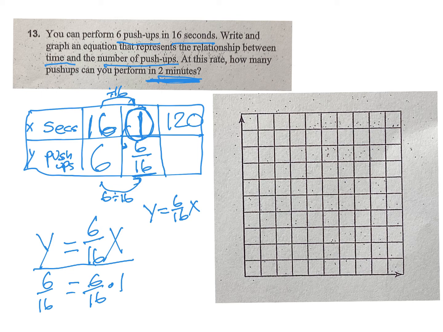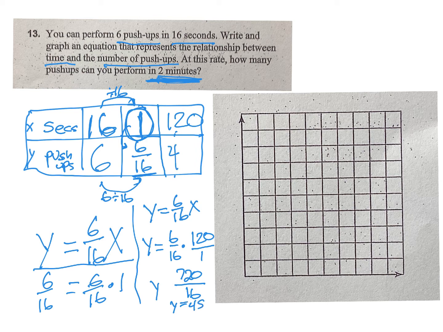All right. Now it says 2 minutes, which I know is 120 seconds. Now that I know x, I can put this in here to figure out what my push-ups are. So y equals 6/16 times 120. And I make that into a fraction. And then I go 6 times 120. That gives me 720 over 16 times 1 is 16. And if you do 720 divided by 16, it's going to get you y equals 45. So this will be 45 push-ups.